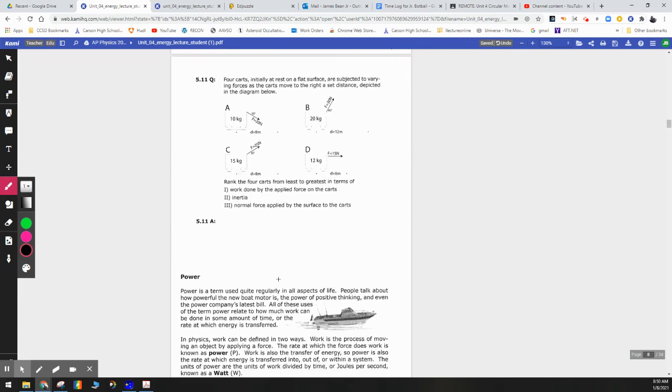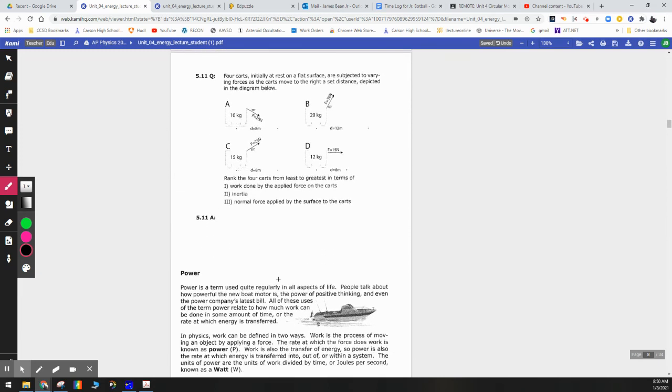Okay, so 5.11. We have 4 carts initially at rest on a flat surface, subjected to varying forces as the cart moves to the right a set distance depicted in the diagram below. Rank the 4 carts from least to greatest in terms of work done by the applied force on the carts, inertia, and normal force applied by the surface to the carts. All right, we'll go ahead and pause and let you think about that.